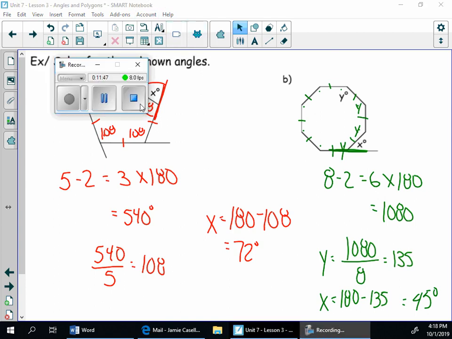Right, give this sheet a try. If you're stuck with things, come see me. And tomorrow we're going to move on to the last sort of big idea for angles.